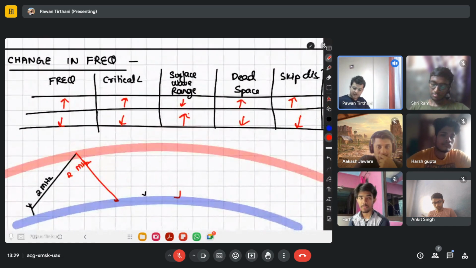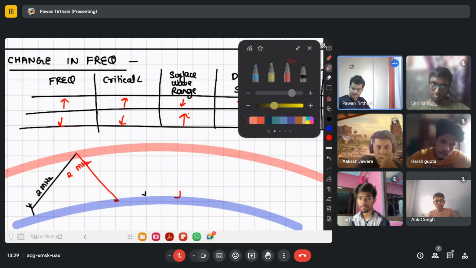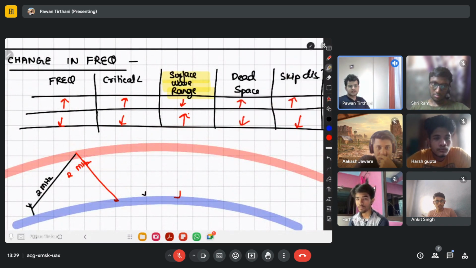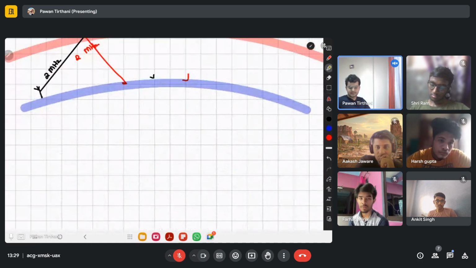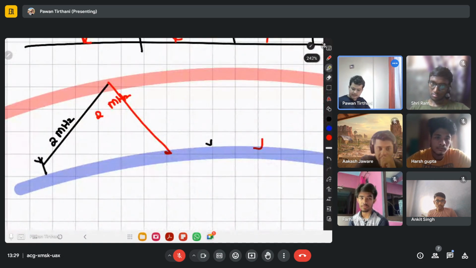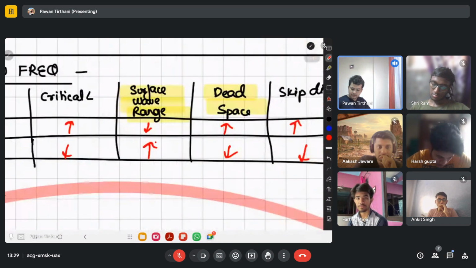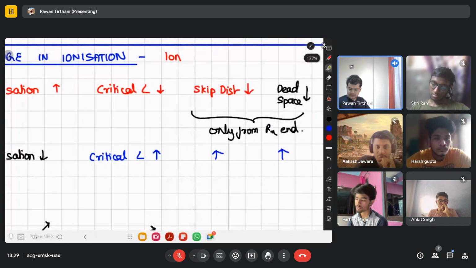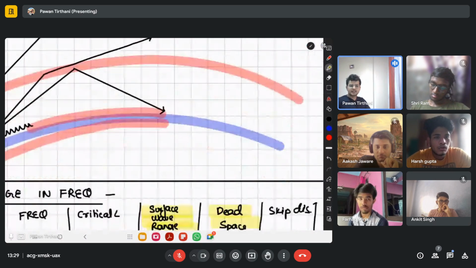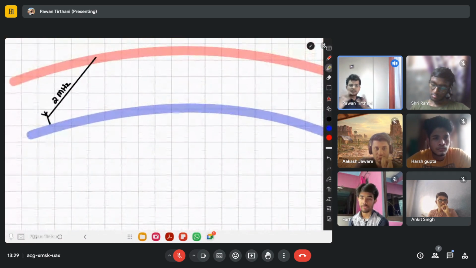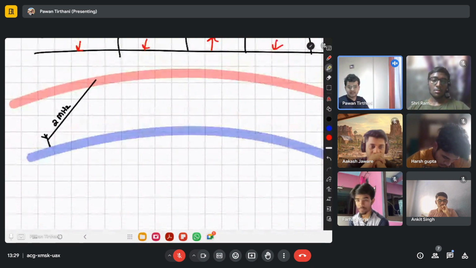Now, you guys did not understand the surface wave range part, correct? How does this have a role to play? This has a role to play with dead space. Understand this. Let's again come to the diagram, guys. Let's say I have 2 megahertz. Remember, I told you over here the range only increases from the receiver end. Here, this is not the case. Here, it will increase and decrease from both the ends. Let's have a look how.